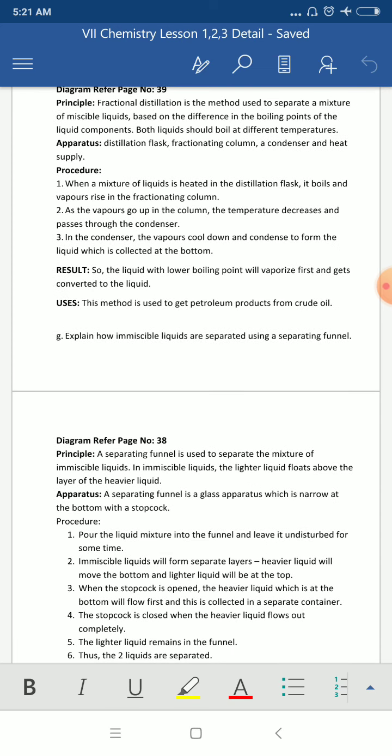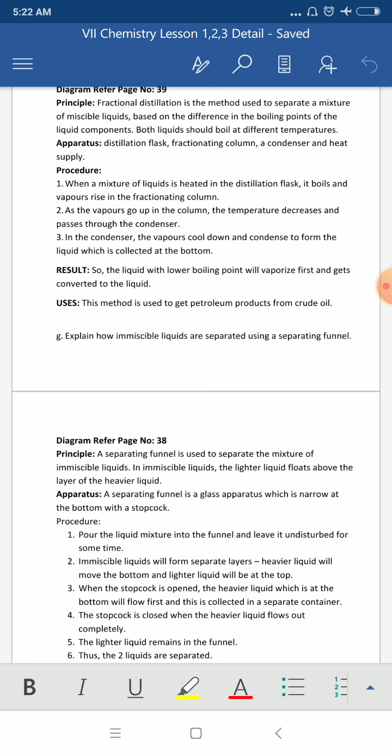In the procedure, we will write: when the mixture is heated in the distillation flask, it boils and vapors arise, and as the vapors go up in the column, the temperature will decrease. Then we catch it in the condenser. In the condenser, the vapors cool down and condense to form the liquid. So one liquid will be retained in the distillation flask itself, whereas the other one will be collected in the condenser.